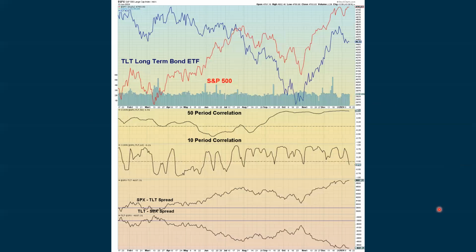And then we keep an eye on bonds, where we also compare them with stocks, where the red line is the S&P 500, the blue line is the long-term bond ETF, and we look at the longer-term correlation between the two based on 50 periods, and they have a tendency to move in the same direction at the same time. But shorter term, when we look at a 10-period correlation, that relationship is really starting to weaken, meaning that they may go in opposite directions in the shorter term. And then on the bottom, I have different ways of measuring the spread between the two. It's not really all that helpful, just something that's interesting to look at.